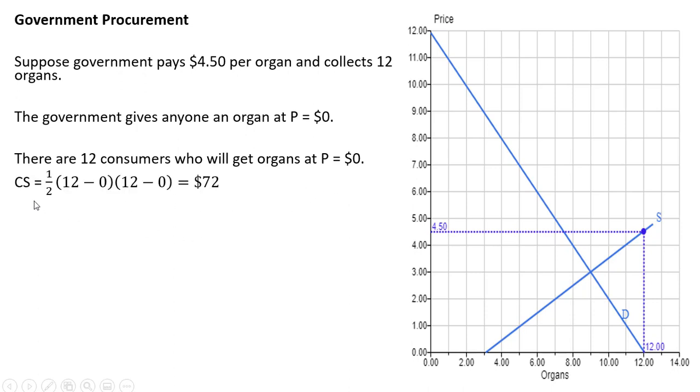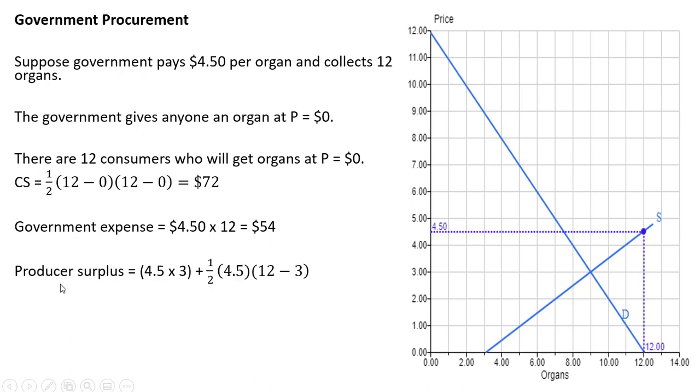Let's calculate consumer surplus. Consumer surplus is going to be the difference between the height of the demand curve and the price of 0. Consumers aren't paying for the organs; they are given to them by the government. This giant triangle represents consumer surplus, and that has an area of $72. As for government expense, the expense of this program is going to be $54, which is 4.5 times 12.